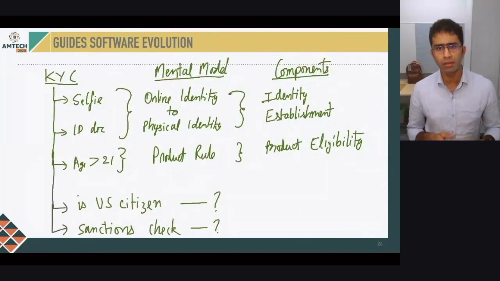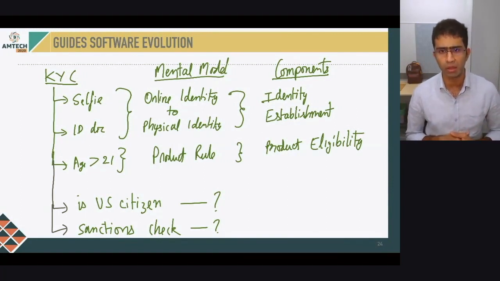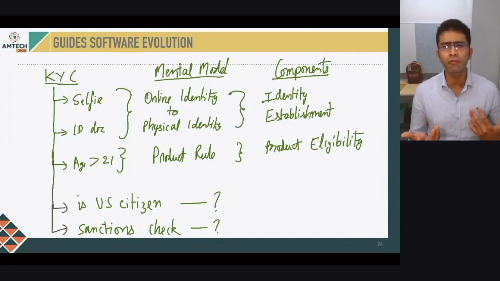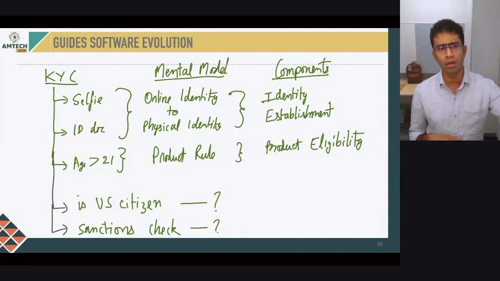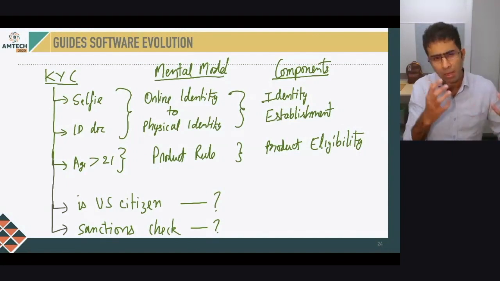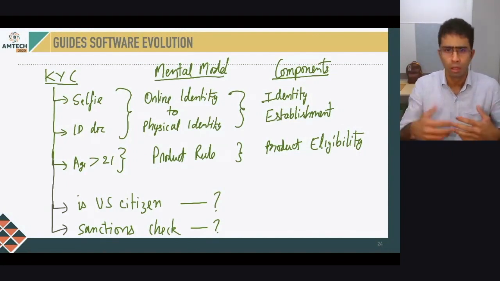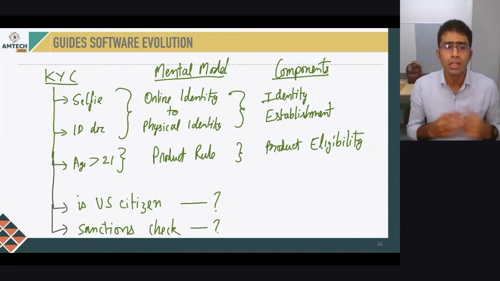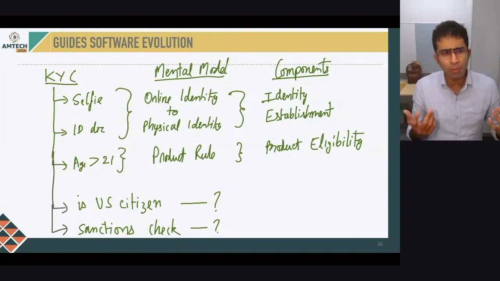Now, the other way the evolution comes is as new requirements come in. Let's say you get an is US citizen check. Again, you start applying these whys to understand the mental model, and even at first glance, it's fairly obvious that it's probably not for identity establishment, right? Is a US citizen maybe a product rule, so you kind of want to put it there, but you still have to ask more questions and understand the context. Similarly, sanctions check. It's probably not identity establishment or a product rule. It's probably something new, probably a compliance check, right? Again, you want to ask those questions to see how that goes.